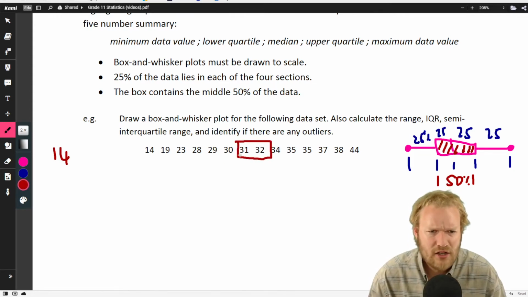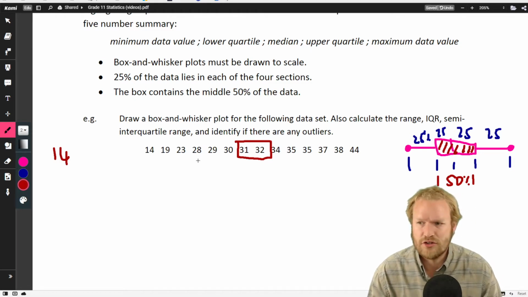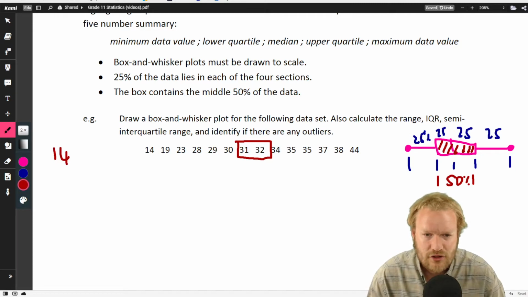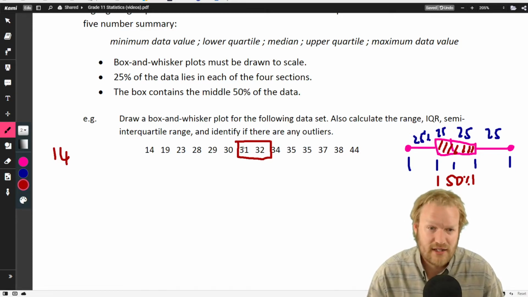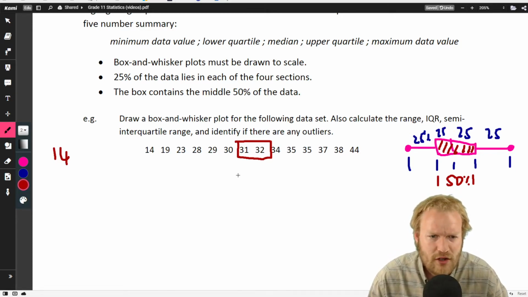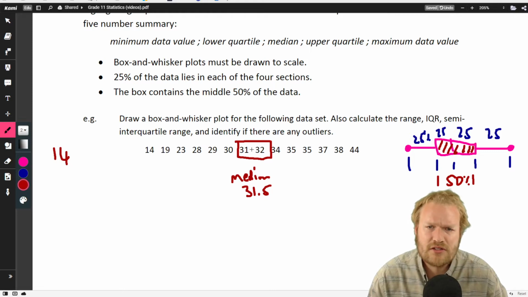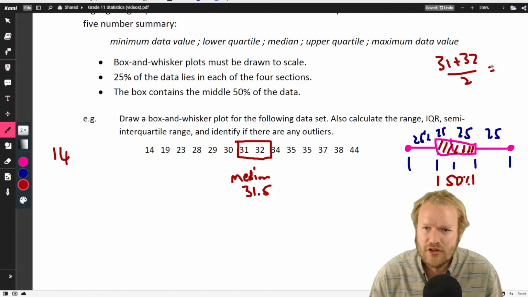Let's just check it. Well, we've got those 2. We've got 1, 2, 3, 4, 5, 6 to the left-hand side, and 1, 2, 3, 4, 5, 6 on the right-hand side. So those 2. So therefore, we know that our median is 31.5, because it's the middle of those. You could go, okay, let's go 31 plus 32 over 2 gives us 31.5, but we can kind of see that.